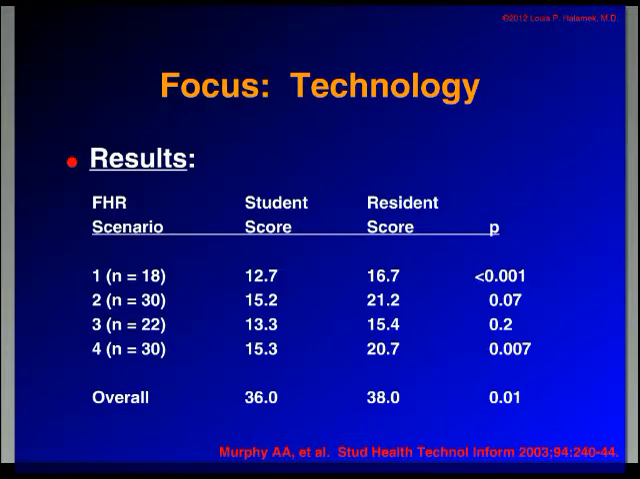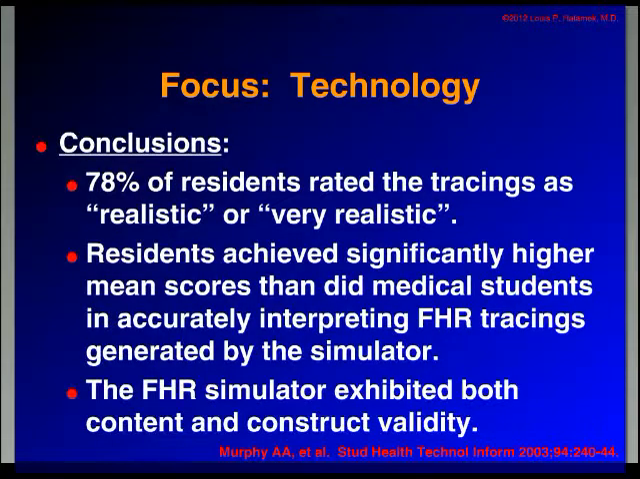So you look at this and you say, well, in conclusion, we saw that the residents achieved statistically significant higher mean scores than did the medical students in their accuracy in interpreting the fetal heart rate tracings. And we also did a little subjective survey at the end. About 80% of the residents said the tracings were realistic or very realistic. And so the conclusions to that study were that the fetal heart rate simulator that was developed exhibited both content and construct validity. And now those are common things that you do when you're evaluating any kind of new technology.